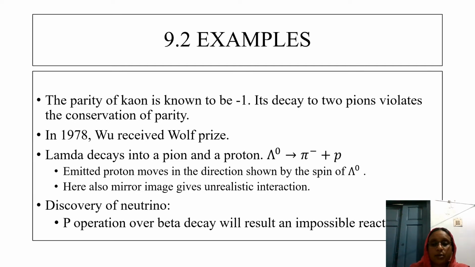Now, there are so many other examples. One is the parity. Already we learned about the decay of kaons. Now, the parity of the kaon is known to be -1. So, the decay of kaon into 2 pions violates the conservation of parity. Because you know that if there are only 2 pions, the parity of the resultant should be -1 times -1, that is plus 1. But it's already found that the parity of the kaon is -1. So, the decay of kaon into 2 pions violates the conservation of parity.